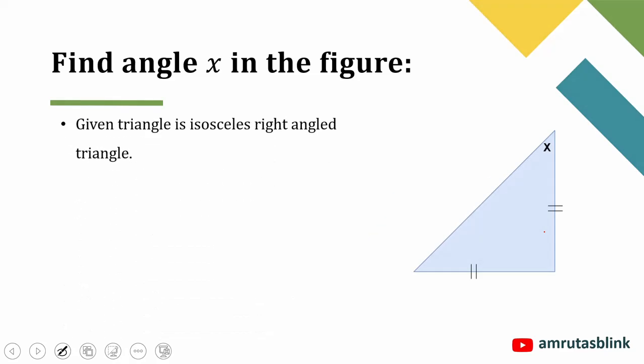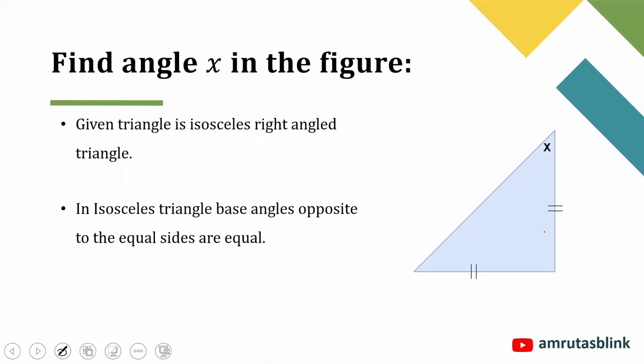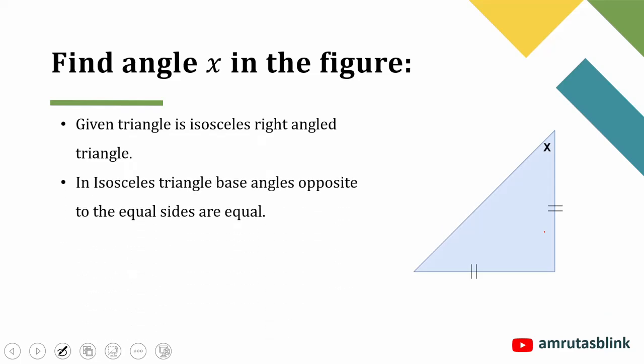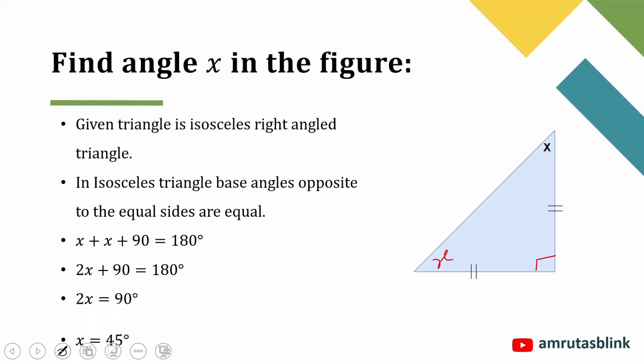Find angle X in the figure. Given triangle is an isosceles right angle triangle. It is given that the triangle is a right angle triangle. So, in an isosceles triangle, base angles opposite to the equal sides are equal. So, let us say this angle is 90 degree. Hence, as one of the angles is X, another angle will also be X. So, X plus X plus 90 is equal to 180 degree. 2x plus 90 is equal to 180. So, 2x is equal to 90 and X is equal to 45 degree.